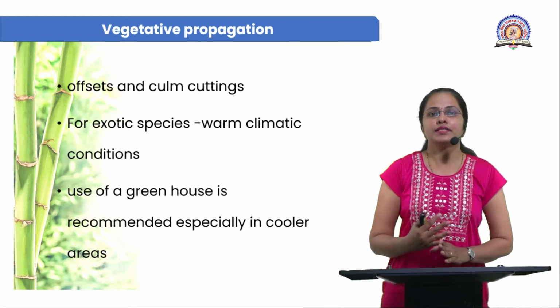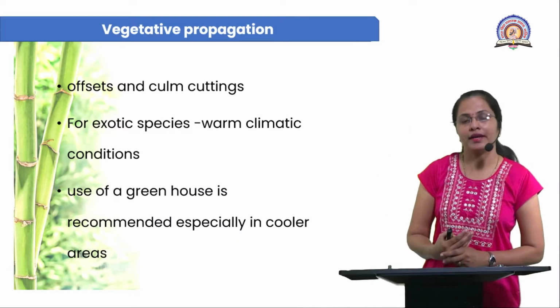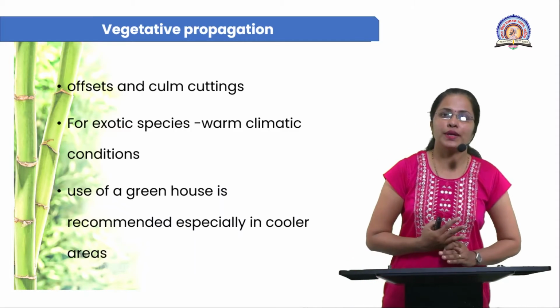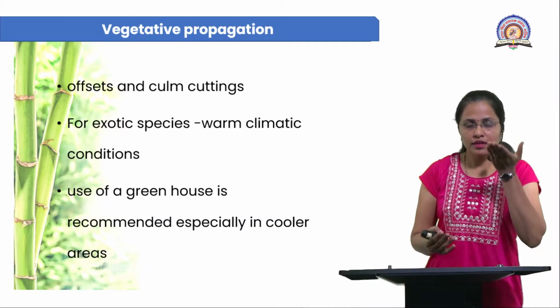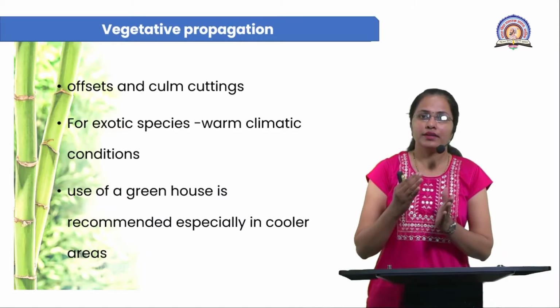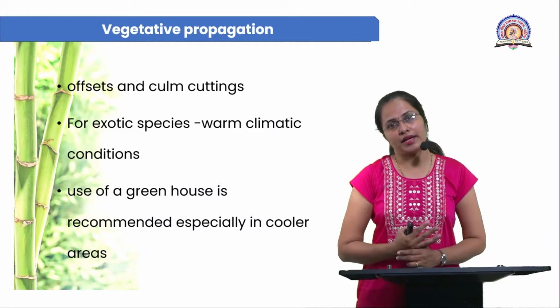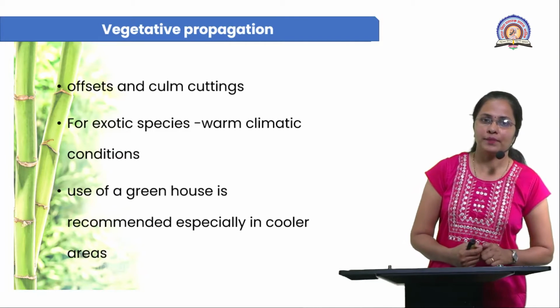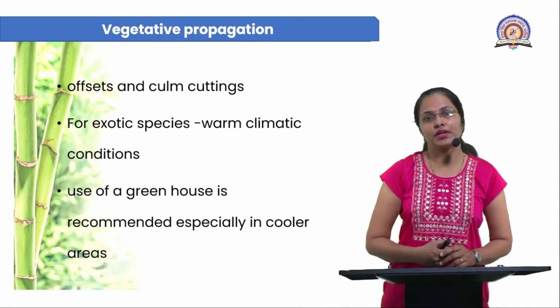An offset is a small bamboo plant which has a separated rhizome as well as a small stem, which is growing in the aerial portion, and it can be cut from the mother plant and sown independently to get a new plantlet. And the next one is clump cutting.